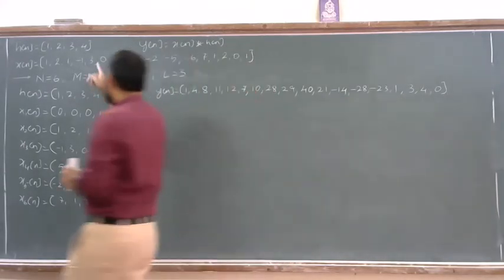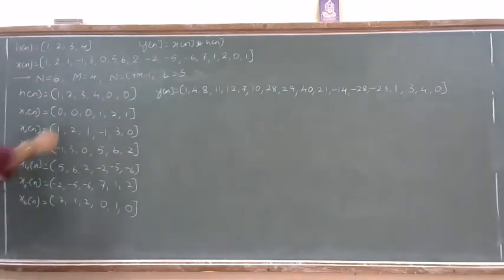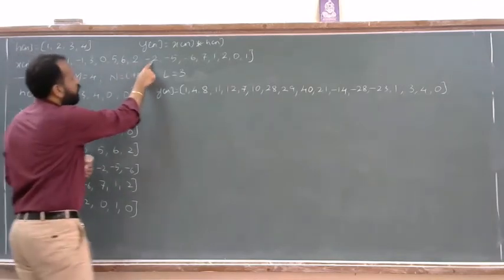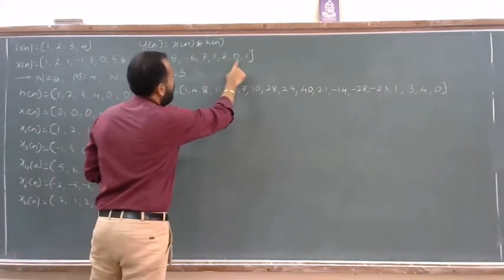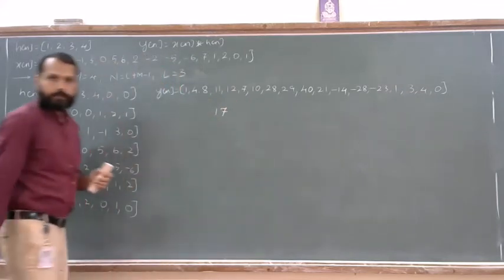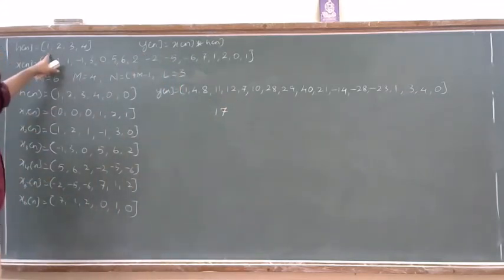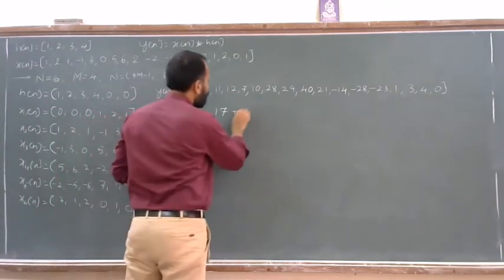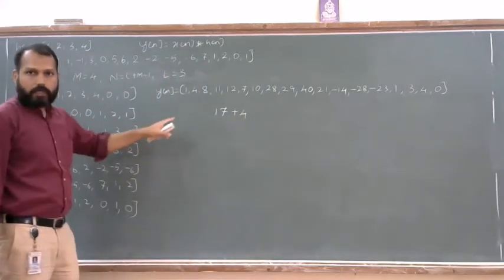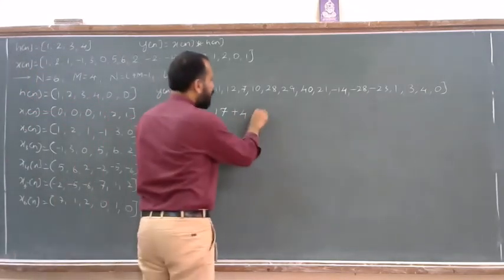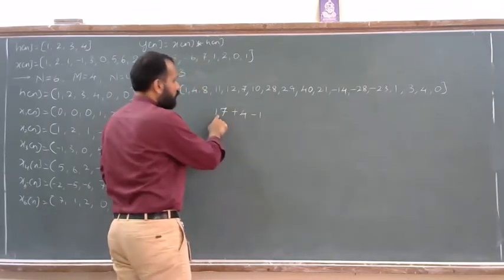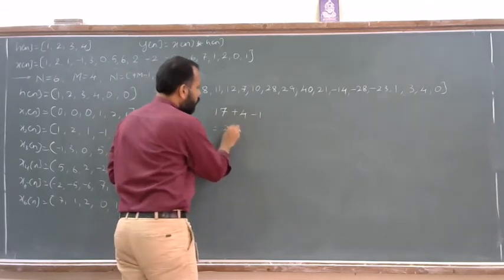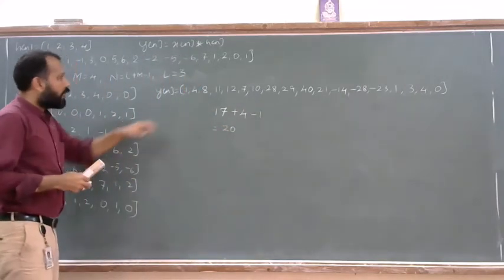How many samples are present in the input? In the input we have 17 samples. And how many samples are there in the impulse response? In the impulse response, we have 4 samples. So 17 plus 4 is 21, minus 1 will be 20. Now, do we have 20 samples in the output?